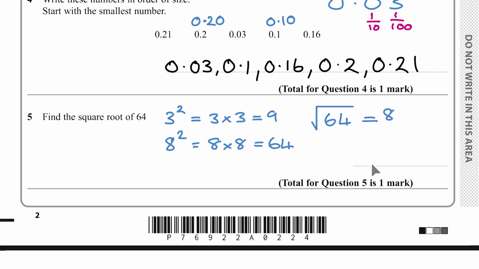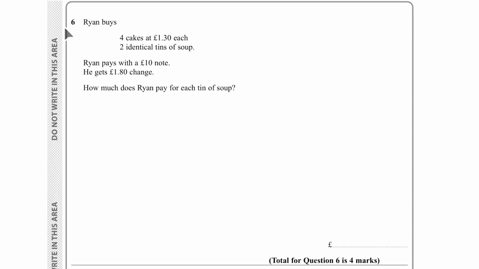Now, they're not asking for any of this working out. I'm just doing that for you, just to give you a bit of a recap. So your answer will be 8. Question 6.